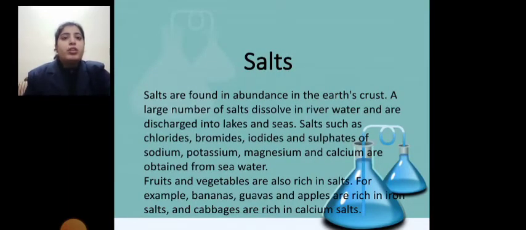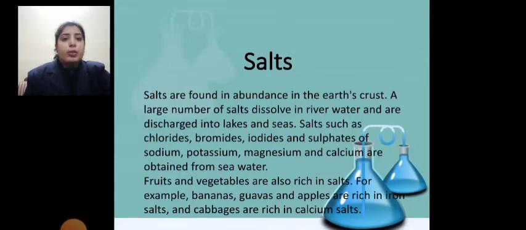The next one, salts. Salts are found in large quantities in the earth's crust, and a large number of salts are dissolved in river water, and these are discharged into lakes and seas. So salts such as chlorides, bromides, iodides and sulfates of sodium, potassium, magnesium and calcium are all obtained from the sea water. In fact, the fruits and vegetables we eat are also rich in salts.